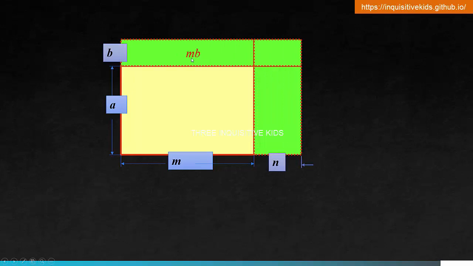This green part would be m times b. The width is b and the length is m. This big yellow part is ma. This is na and this is nb. So this is actually just writing out and visualizing the distributive property of multiplication.